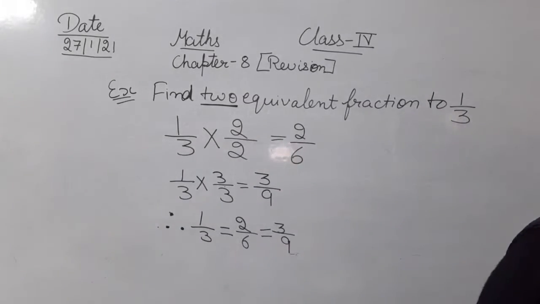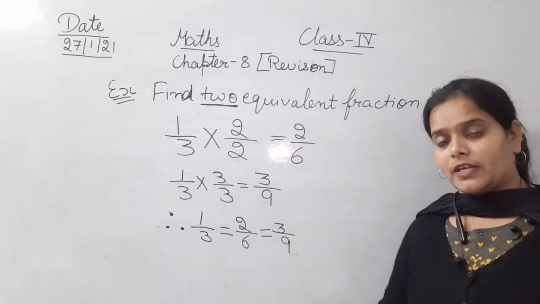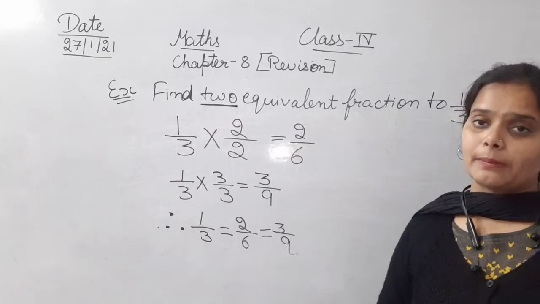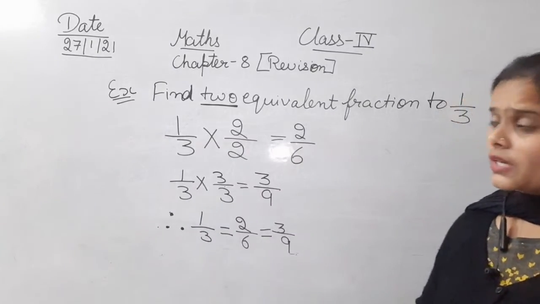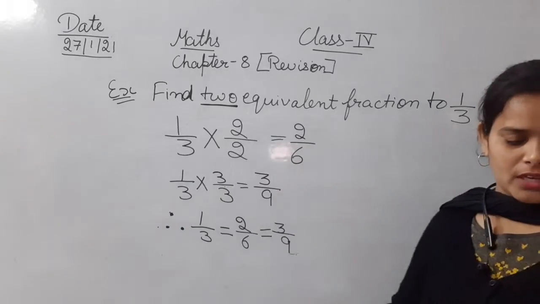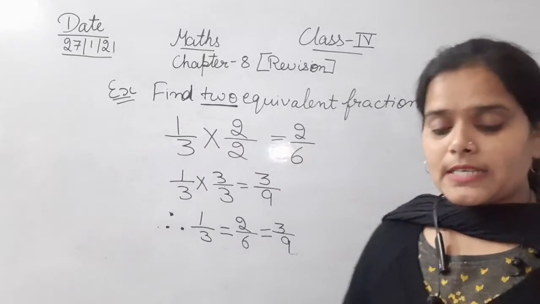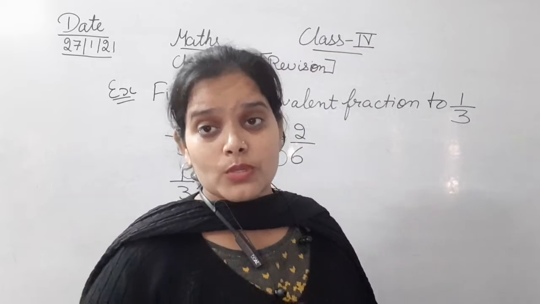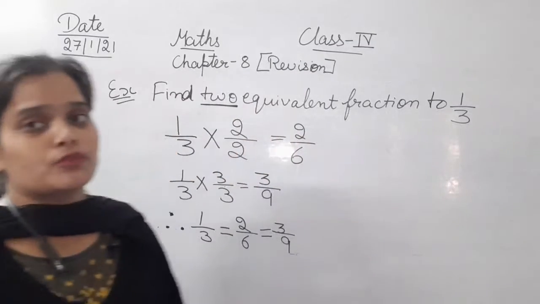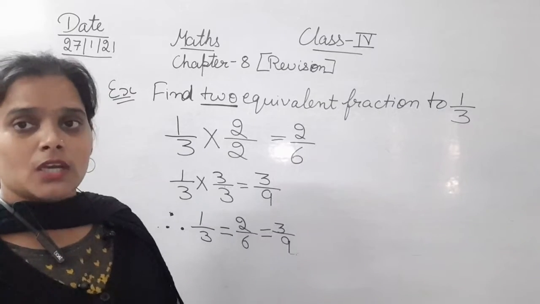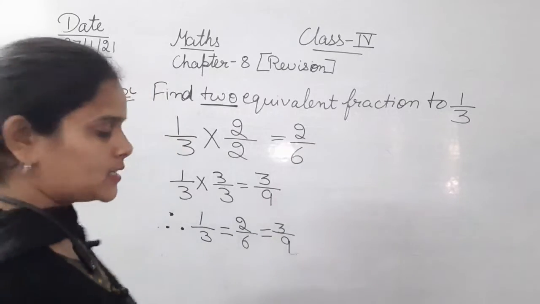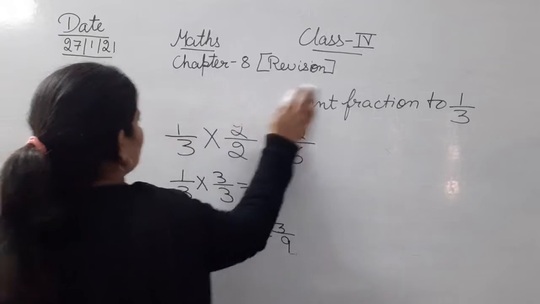Okay, and how do we find equivalent fractions, beta? Either by multiplying or by dividing. Especially we use multiplication only. Okay, so we find them by multiplication only. So this is just an example I have taken. Let's move to exercise 8.4 and let's do a few more examples on how to find the equivalent fractions of the given fraction. Okay, so let's do exercise 8.4.